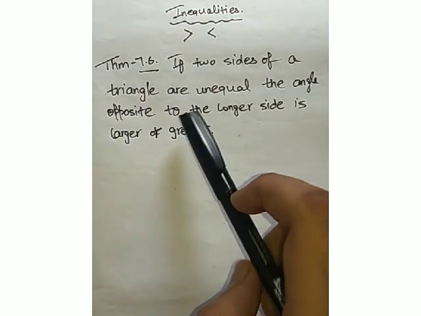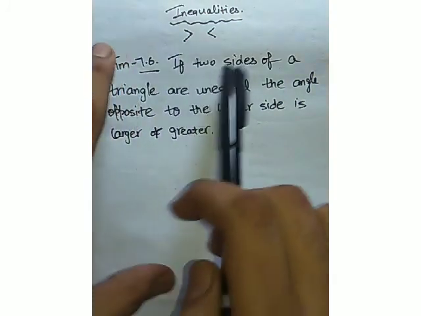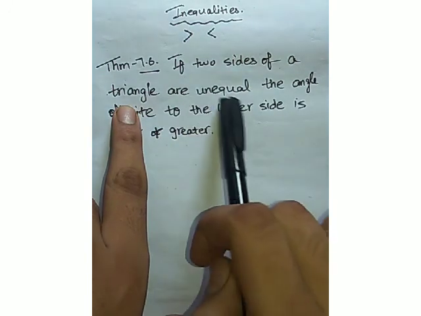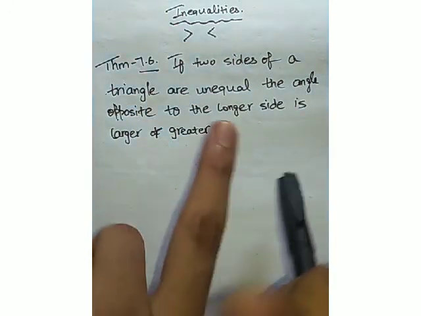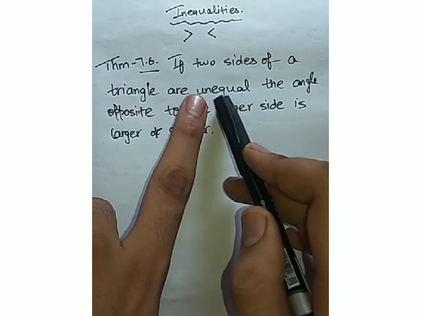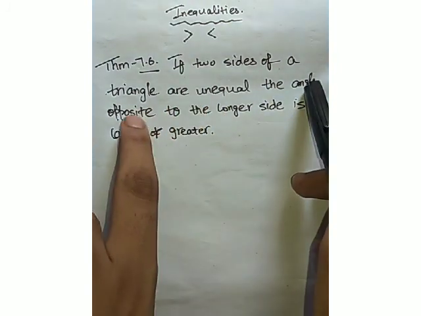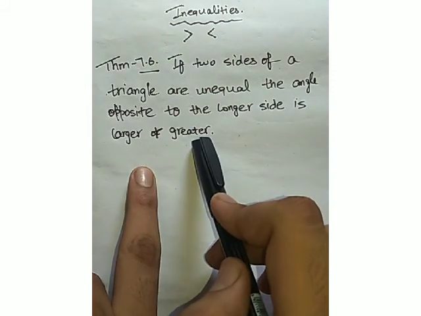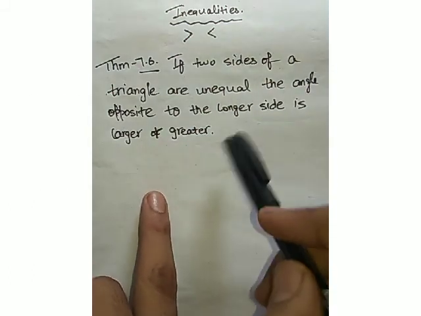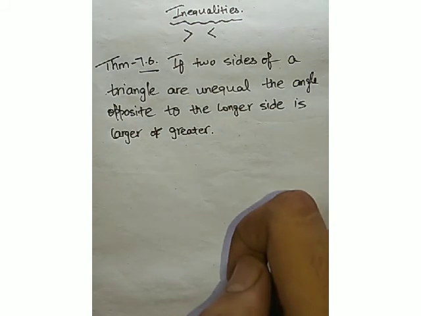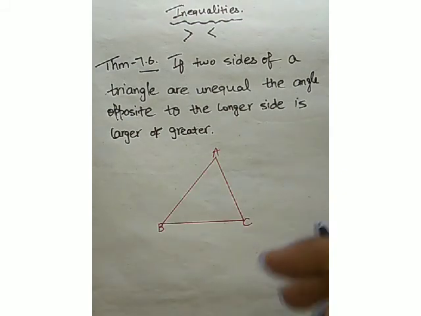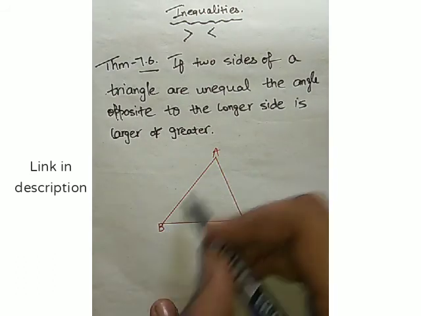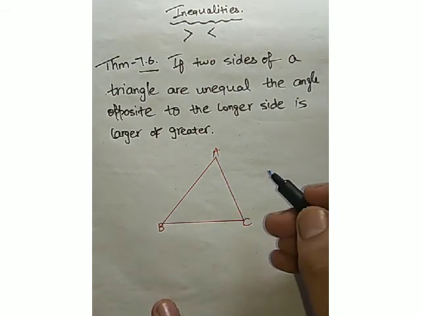This is the statement of theorem 7.6. It states that if two sides of a triangle are unequal, so there is a triangle given, and if two sides are unequal, the angle opposite to the longer side is larger or greater. To make it more clear, let me draw a triangle for you. So consider that there is a triangle ABC, and it's very clear in the figure that AB is greater than AC, right?